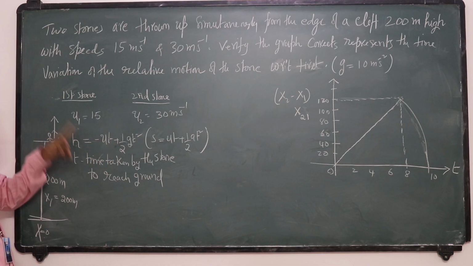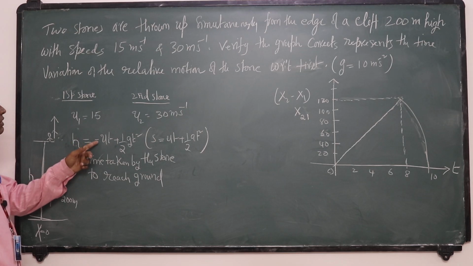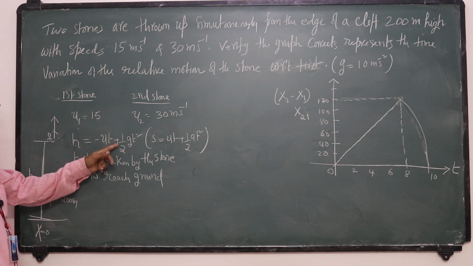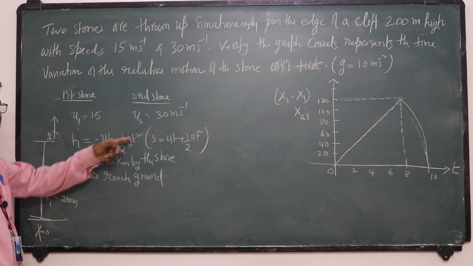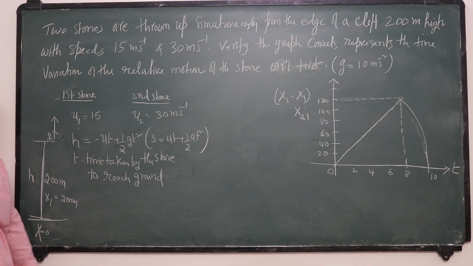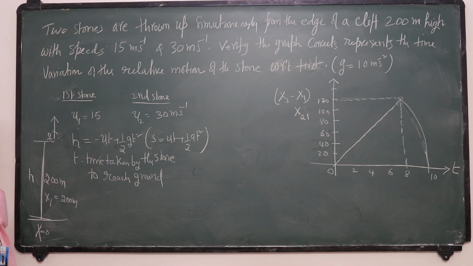So I will multiply with minus. This minus of minus becomes h. This will become minus because it is plus, and it will become plus because it is minus. So you will get this formula, which is called the height of the tower formula. From this formula we can directly calculate the time taken by the stone to reach the ground. Clear?